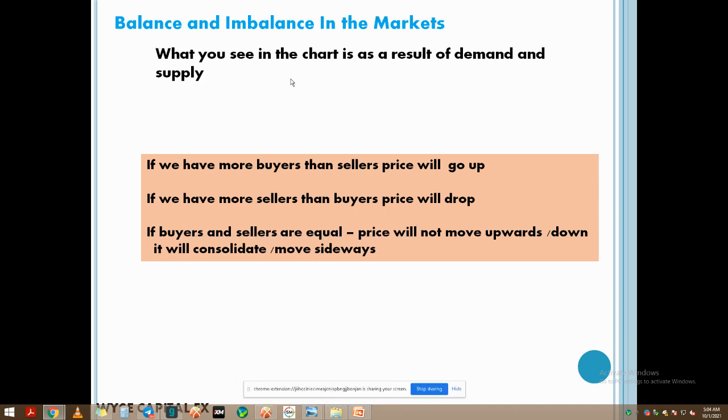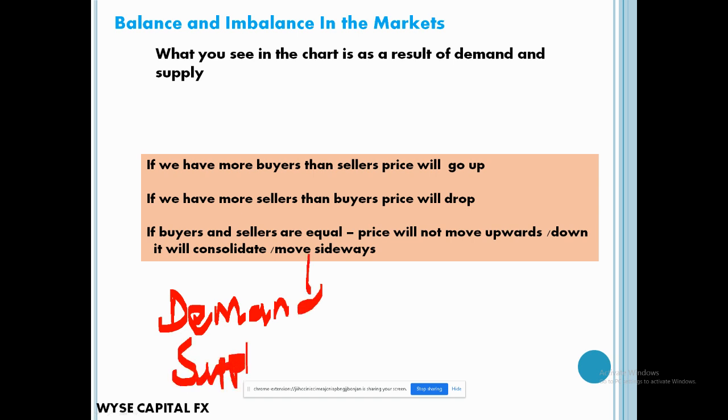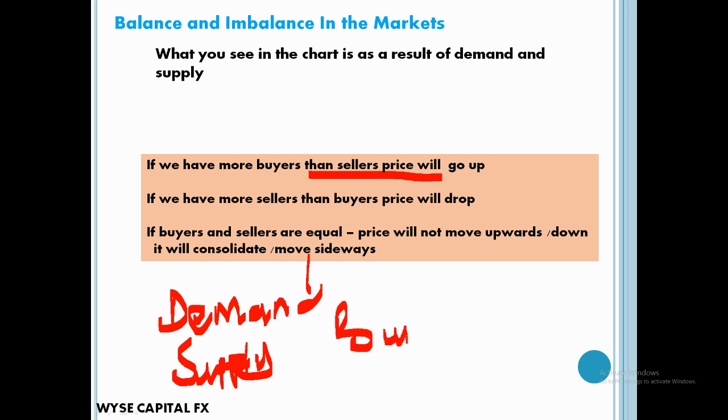Everything you see in the chart is a result of demand and supply. So we are going to have a look at some economics a little bit, then drive the point home. Demand and supply is the key of any particular market. If we have more buyers than sellers, price will tend to go up.